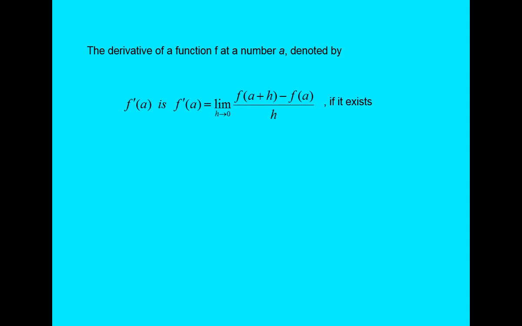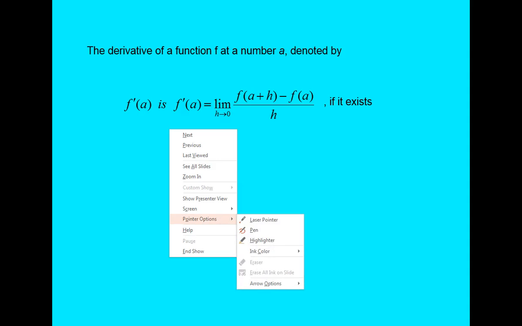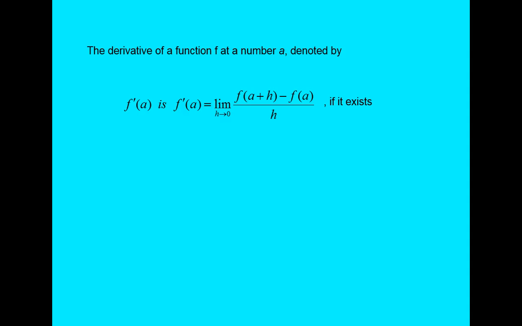The derivative of a function f at a number a is denoted by f prime of a. This is defined as the limit of f of a plus h minus f of a all over h. Now this is what we've been studying for the last couple of weeks.